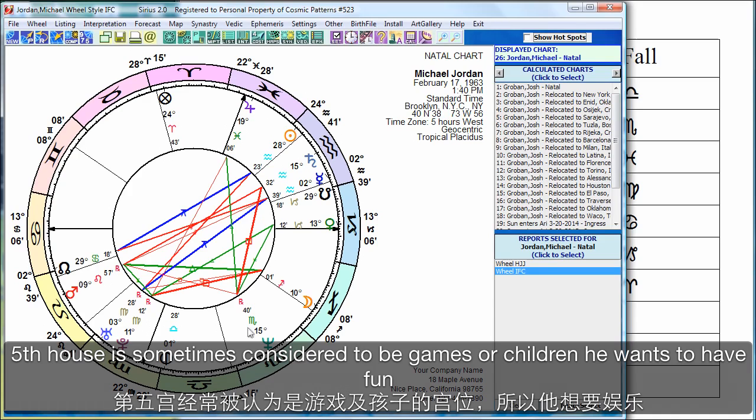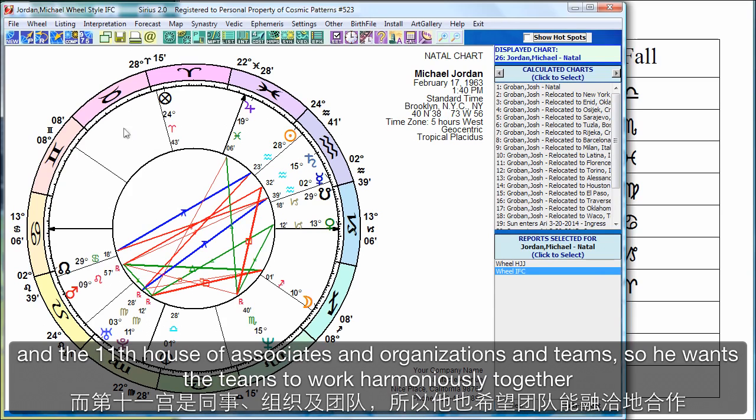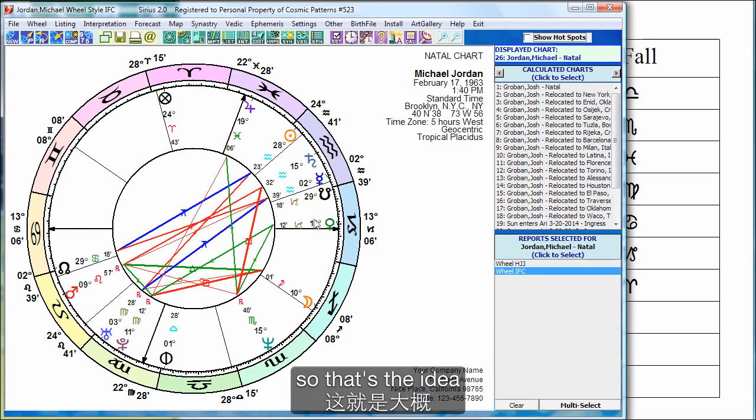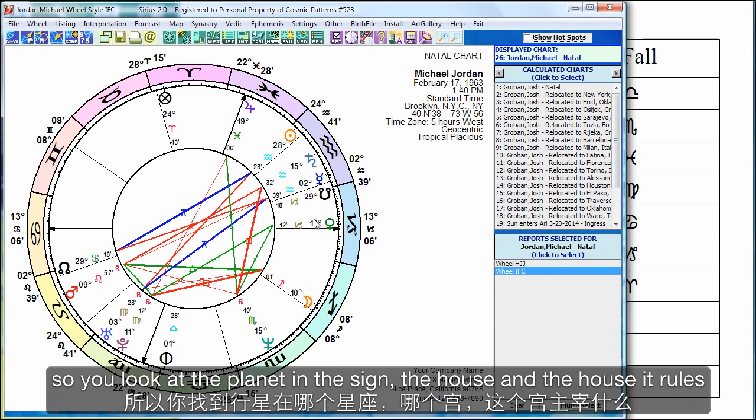5th house is sometimes considered to be games or children. He wants to have fun. And the 11th house of associates and organizations and teams. So team spirit, wants the team to work harmoniously together. So that's the idea. So you look at the planet in the sign, the house, and the house it rules.